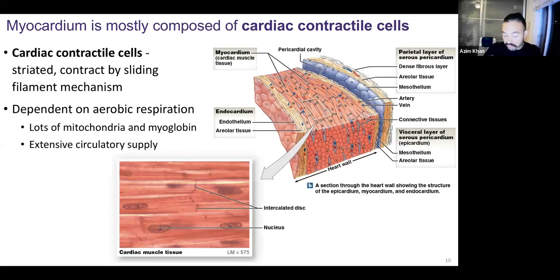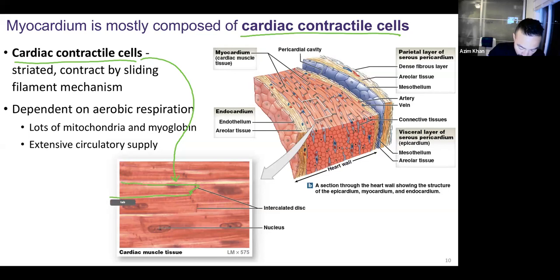Myocardium is, functionally, the most important part here. It's the one that actually causes contraction. Most of it is made of cardiac contractile cells. We've seen these before. We briefly went over it when we first introduced the other muscle types, especially skeletal muscle. But cardiac contractile cells, if you look closely at this histology, you can see that they are not that long. I mean, they're longer than they are wide, but they have striations, that banding pattern that runs perpendicular to the length of the cell.